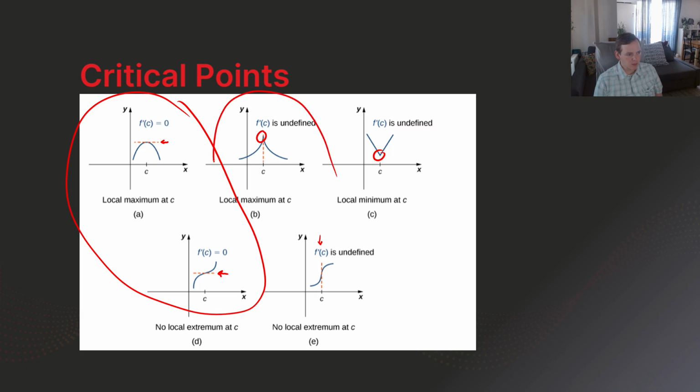So really, we have these first four, because B and C are basically the same. The reason why we have two different pictures is because of something we'll talk about later. But these first four show us all the examples. So you can have the derivative equal to 0 or the derivative being undefined. And then there's two cases where in one case we have a peak occurring, and in the other case we don't have a peak occurring.